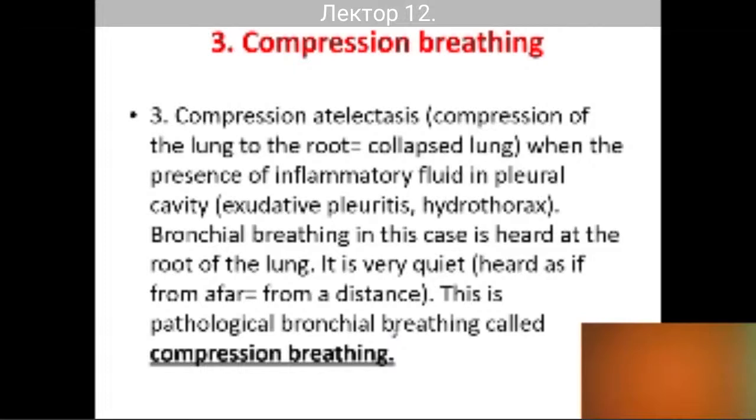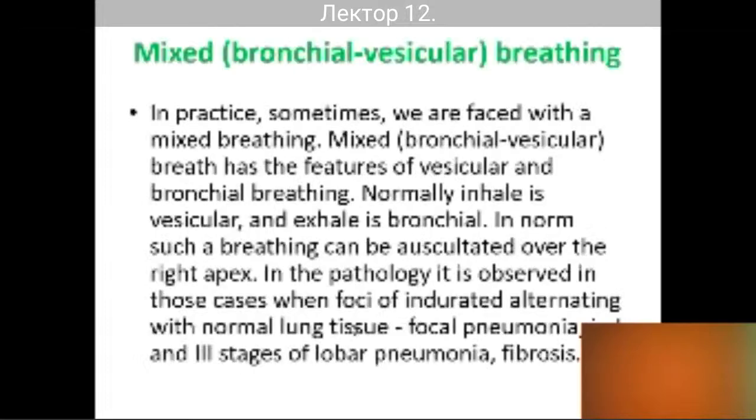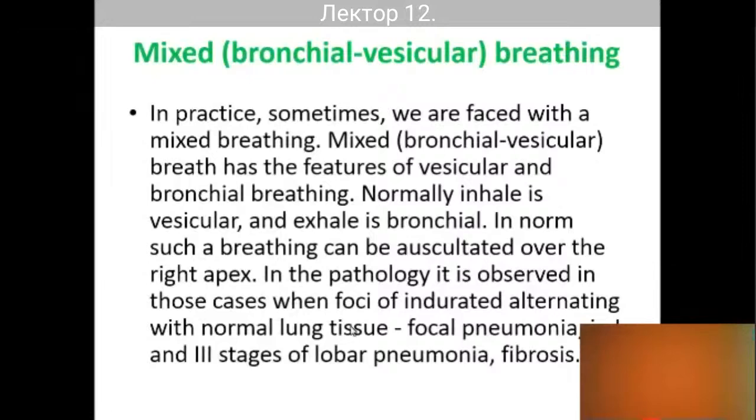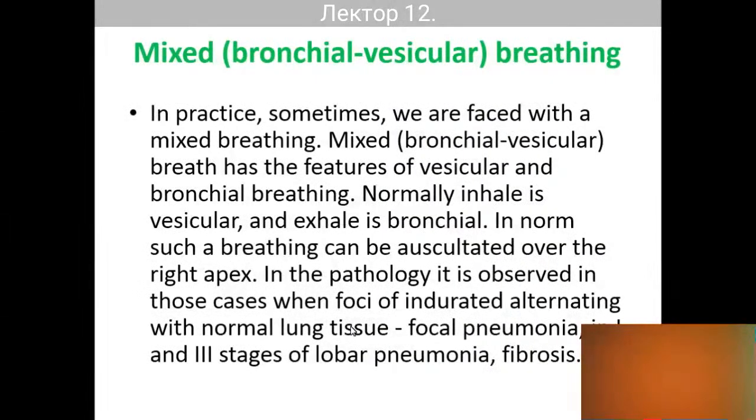In practice, sometimes we face the term mixed breathing. Mixed bronchial vesicular breath has features of vesicular and bronchial breathing. Normally inhale is vesicular and exhale is bronchial. In the norm, such breathing can be auscultated over the right apex. In pathology, it is observed in those cases when foci of indurated tissue alternate with normal lung tissue: focal pneumonia, first and third stages of lobar pneumonia, fibrosis.